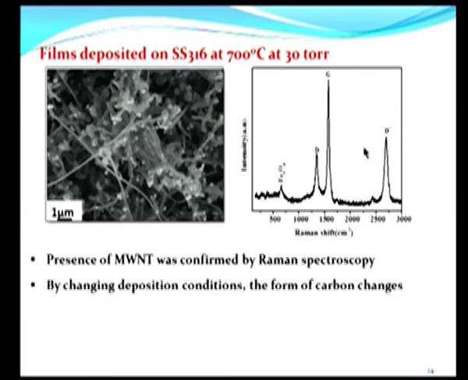Now, here is the Raman spectrum, and that Raman spectrum has a signature of multi-walled carbon nanotubes, and it also has a signature of iron oxide Fe3O4. Fe3O4 are these particles that are seen here. So, you have the simultaneous formation of Fe3O4 and multi-walled carbon nanotubes by this kind of process.